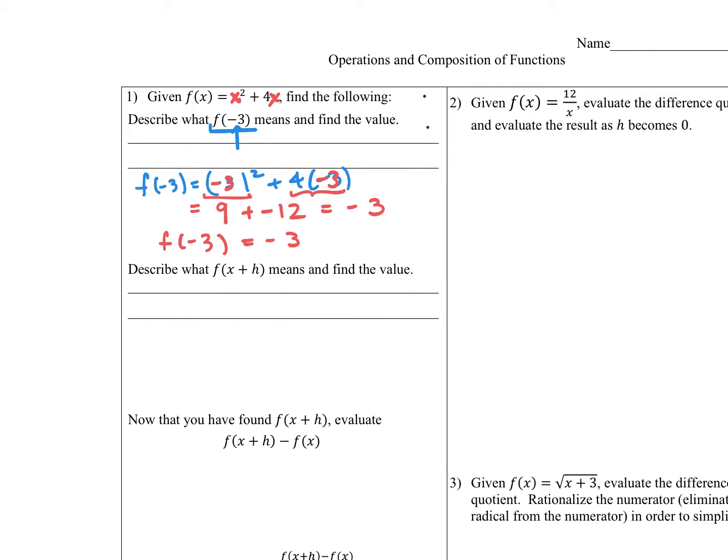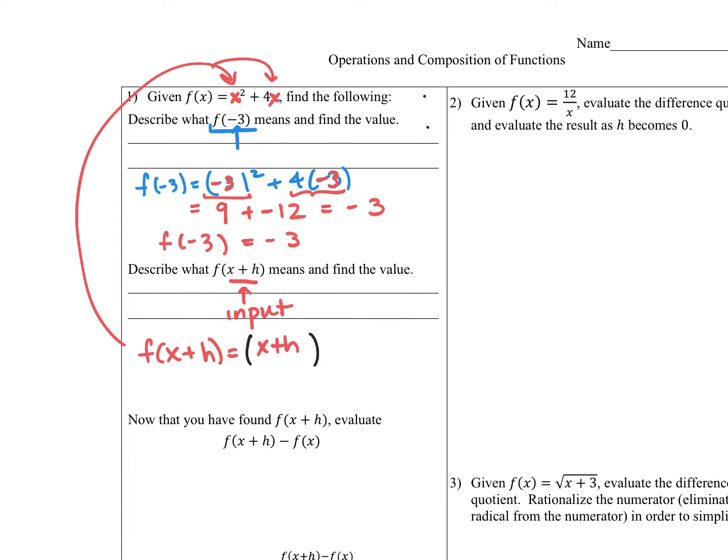Okay, so we can do this with other inputs as well, not just a negative 3. So if you look at the next part, it says f of x plus h. This again is the input. So if we want to find it, we're going to plug that in just like we did for all of the x's. So instead of x, you're going to write x plus h, since that's the input. Then it needs to be squared. And we're going to add 4, again, times that same input.